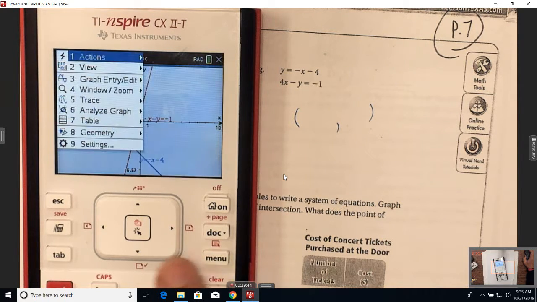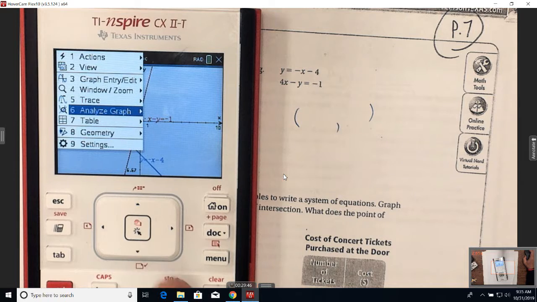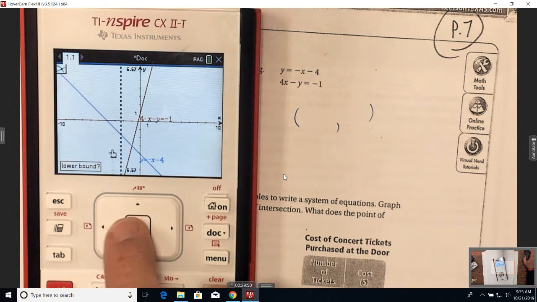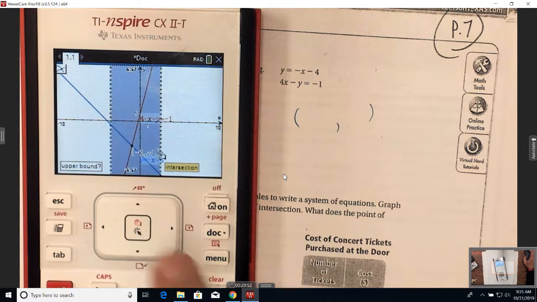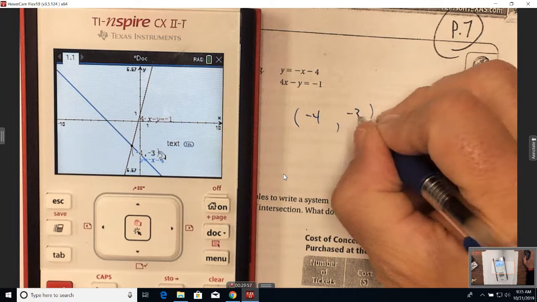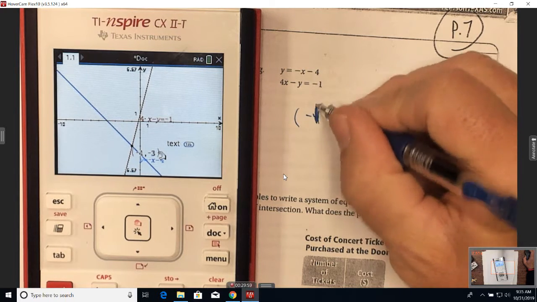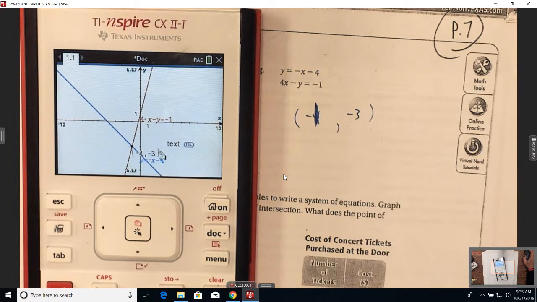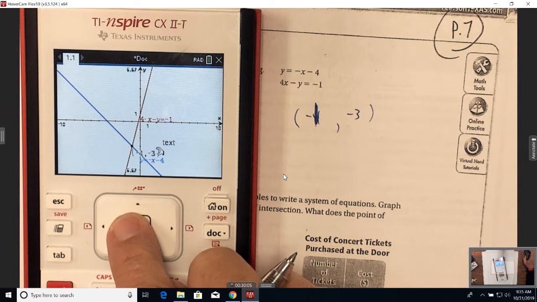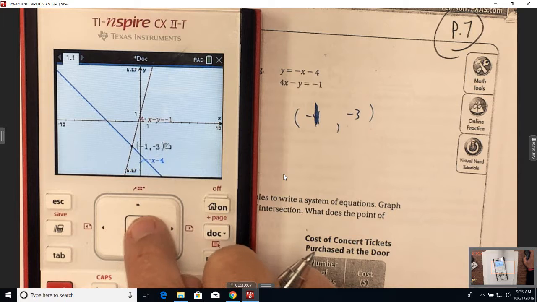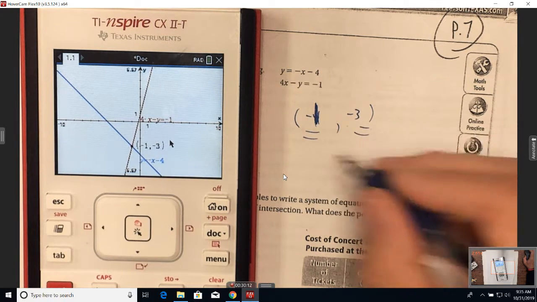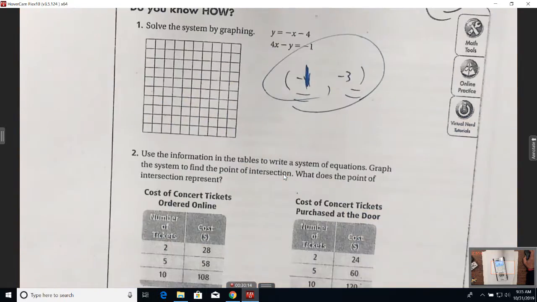And then find the intersection by going to Menu, Analyze Graph, Intersection. Move it to the left and to the right of that intersection. And what is my answer? Is it -1? Oh, I saw -4. You're right. It's -1, -3. So if you can't see it very good, because I didn't see it very good, just move it over. And you're right. -1, -3. And that's how we write our answer. All right, let's go to the next one.